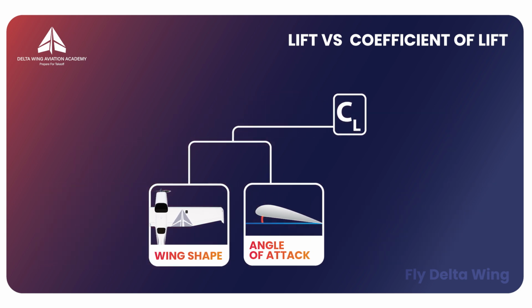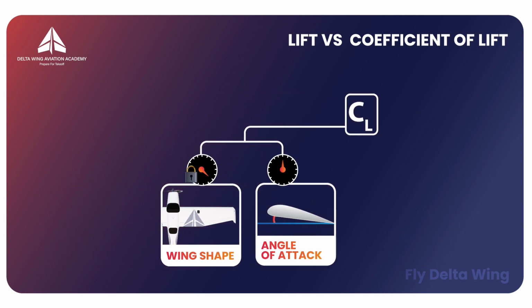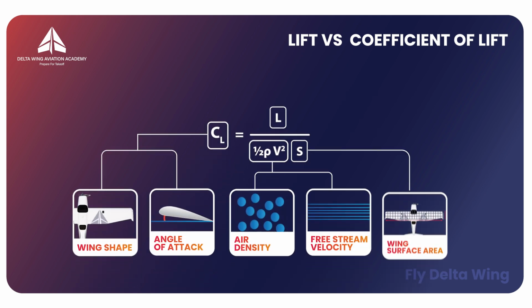Let's assume that the wing shape is fixed. If we lock a certain value for wing shape, this means that any change in the coefficient of lift can only be due to the change in the angle of attack. Let's rearrange the lift formula to determine the coefficient of lift.